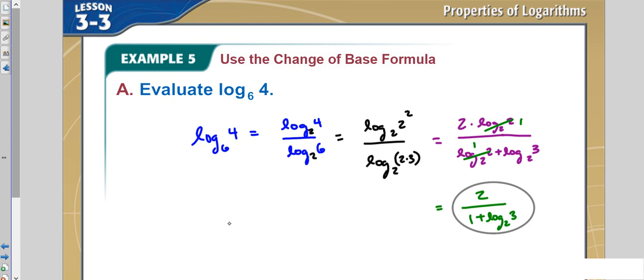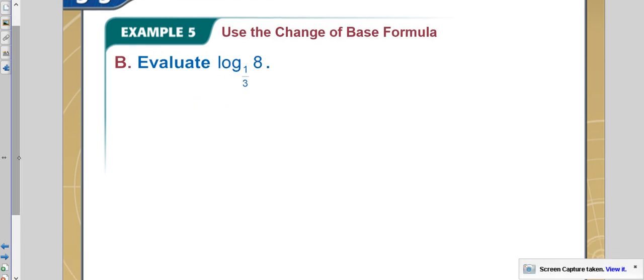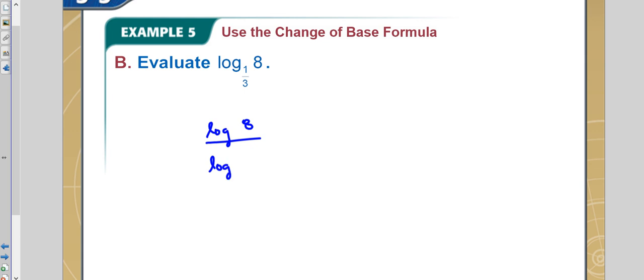So let's continue on. Let's try another one. Basically what I did is I just looked for some type of common base between these, some common value. So here, we don't have anything where we could say 1/3 to what power gives me 8. We don't have that. So what we could do is say this is the same thing as log of 8 over log of 1/3.